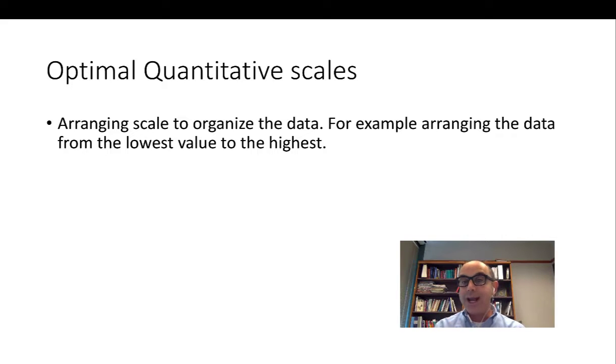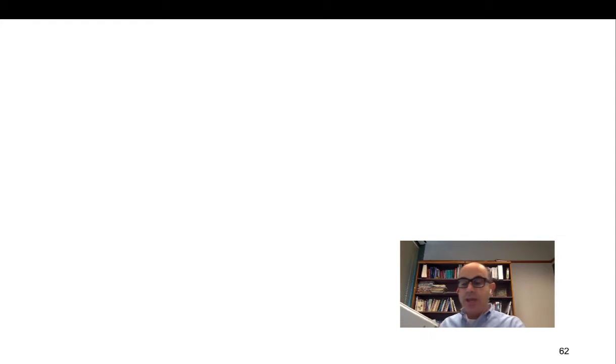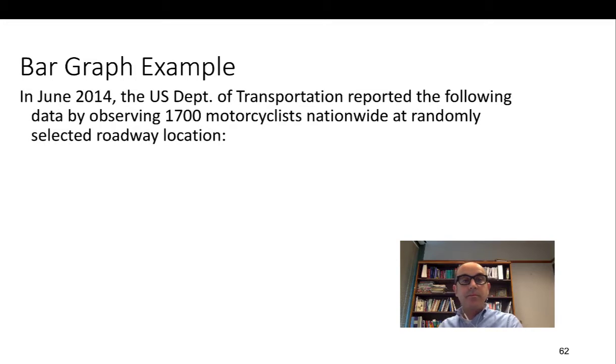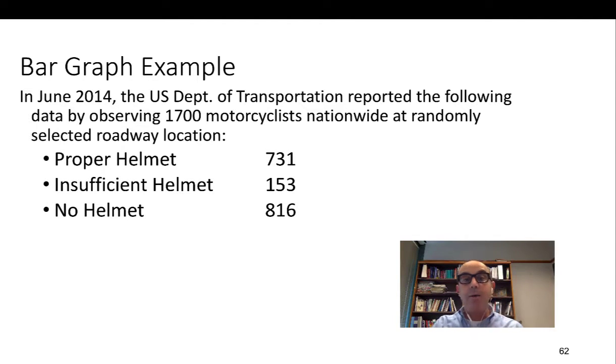Arranging scales to organize the data. This can be done in different ways, for example, arranging data from the lowest value to the highest. And again, back to descriptive statistics, this is what mode is all about. Basically, he took the idea of the mode and applied it and gave it a scale name. So the idea here is, in 2014, the Department of Transportation reported on the following motorcycle nationwide locations.